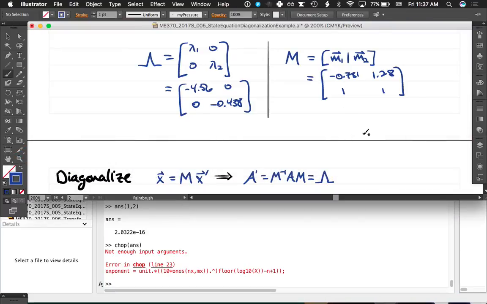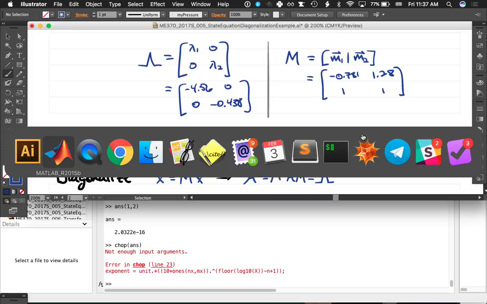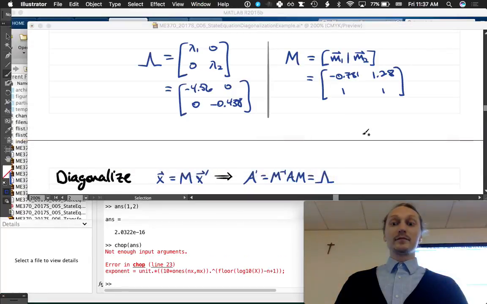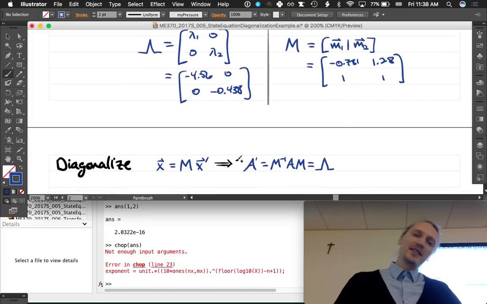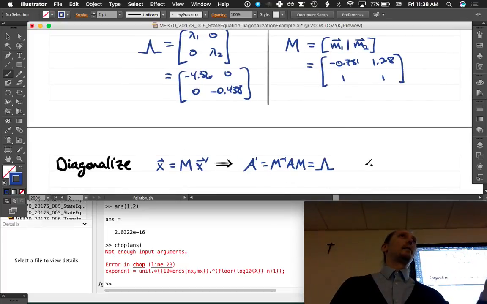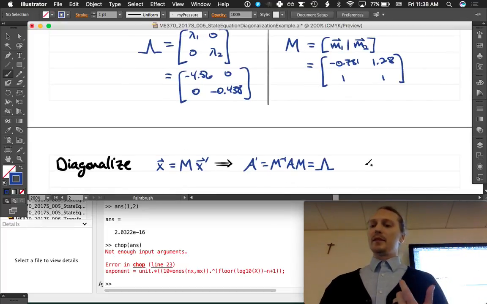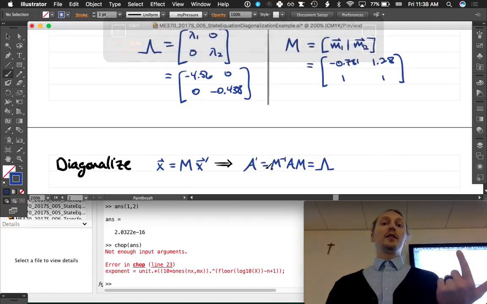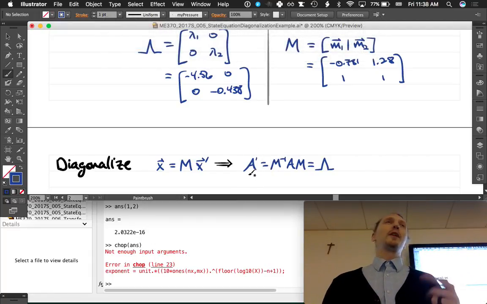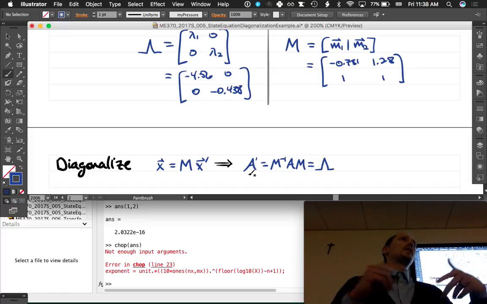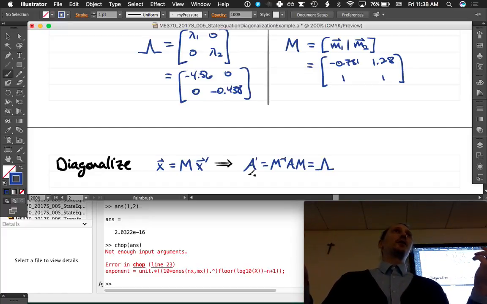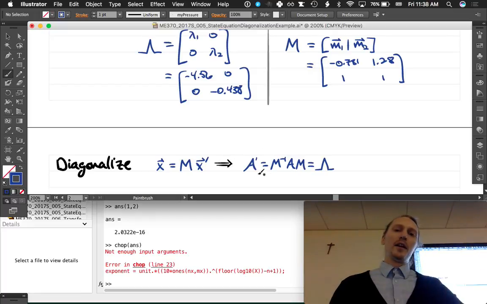Now, we've got A prime being lambda, which is what we knew was going to happen, right? Then we also need to compute B prime. We don't have to do C prime and D prime because we're only looking for the state solution and not the output solution. They are easy enough to compute if we needed them. So B prime is equal to M inverse times the original B.